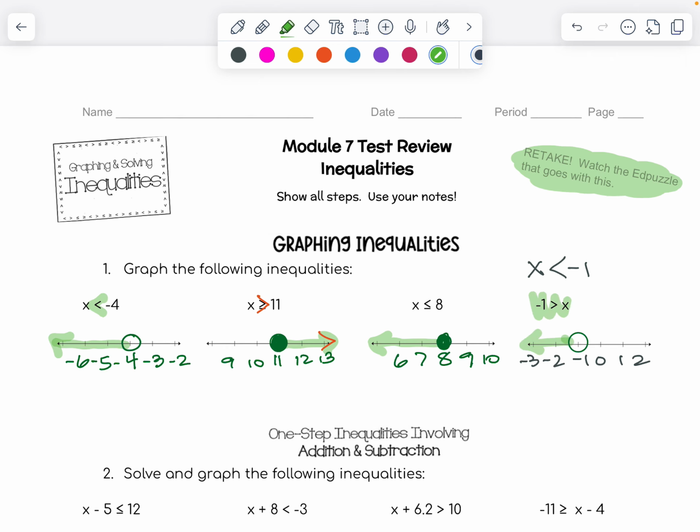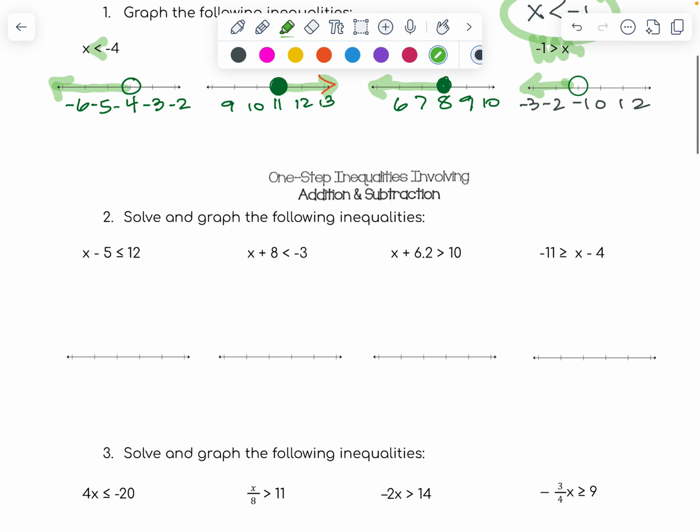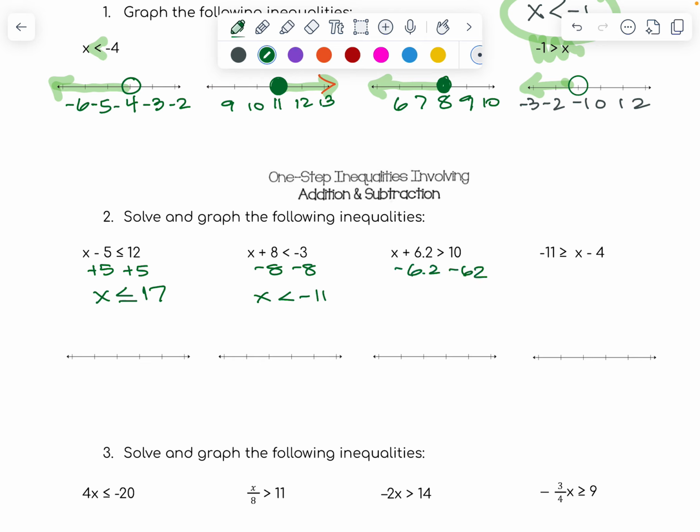See, this one's confusing to look at. Look at this one. All right, we're going to add and subtract. Oh my gosh, you should be able to do this. We're going to add 5 to both sides, get X is greater than or equal to 17. Subtract 8 from both sides. X is less than -11. Subtract 6.2 from both sides. X is greater than, let me add the decimal on there. That should be like 3.8.